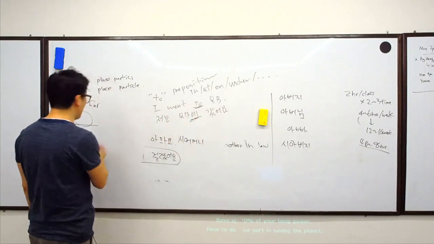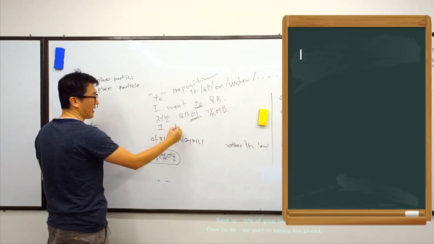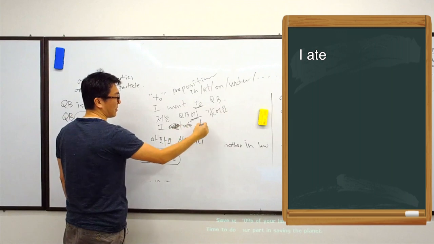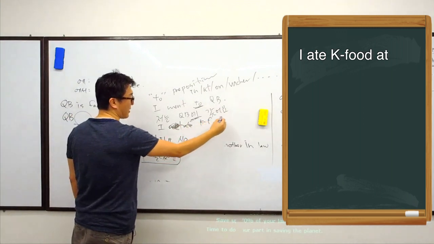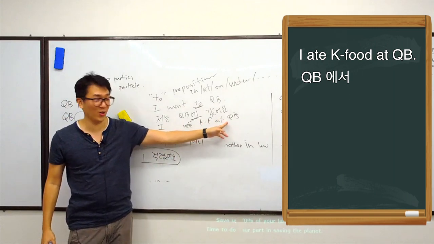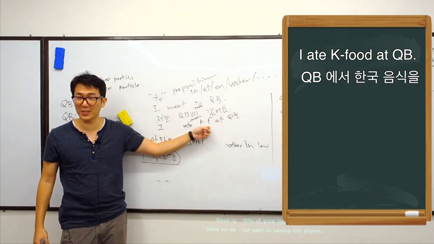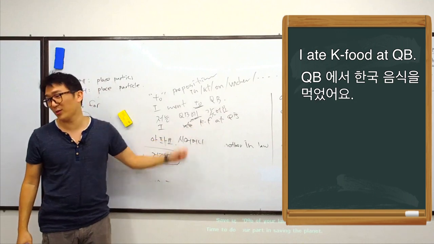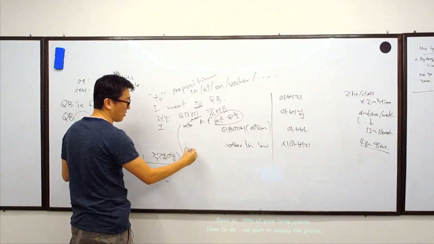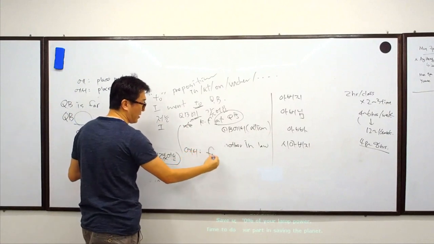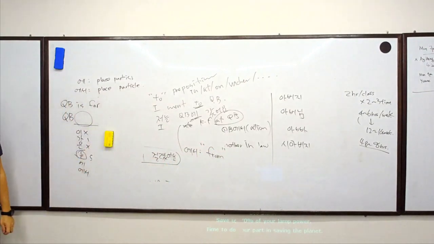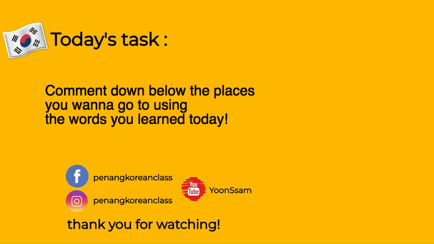When do we use 에서 though? I ate Korean food at Queen's Bay. Queen's Bay에서 한국 음식을 먹었어요. There's one exceptional case. 에서. Anything that you want to say from is 에서, straight, no questions.